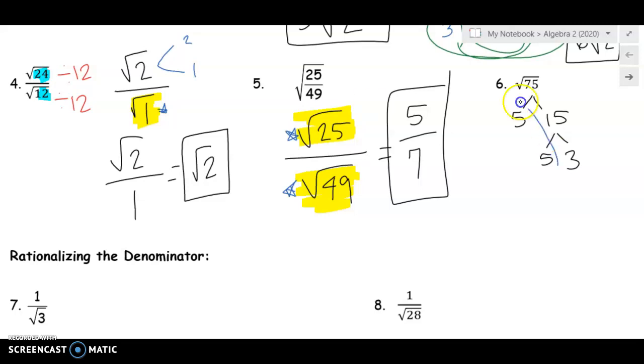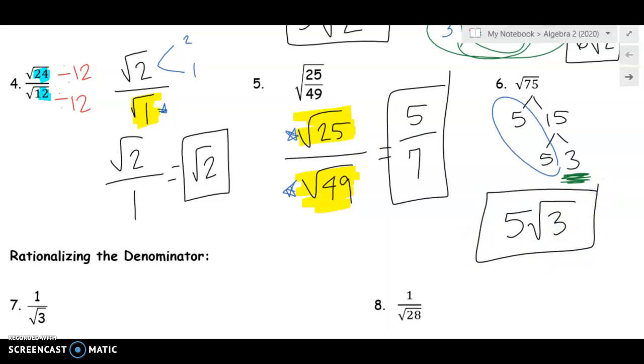So I'm going to circle my pairs, my matches, and I'm going to underline the leftover piece. I always do that just so I remember. The circled match comes to the outside, the leftover 3 stays underneath, and that would be my answer.